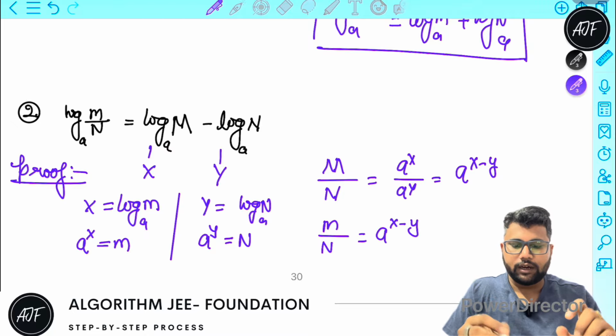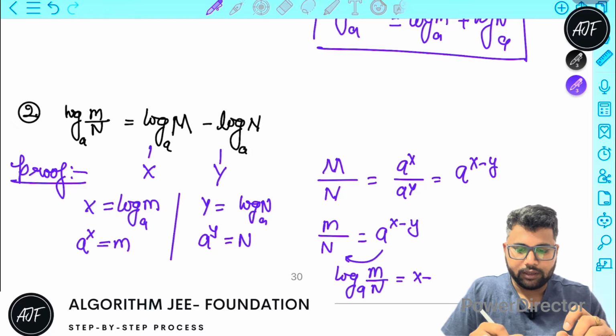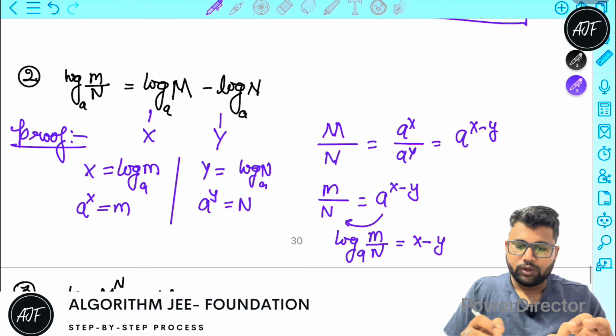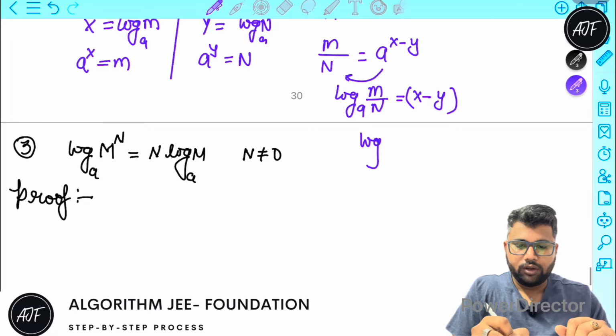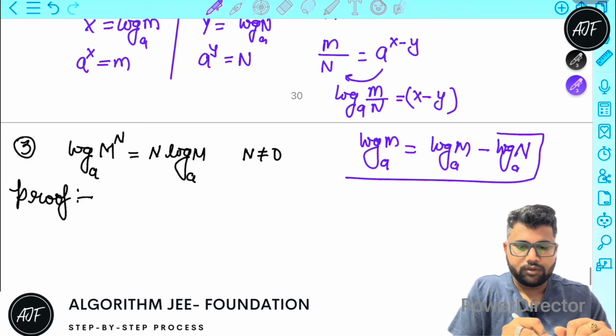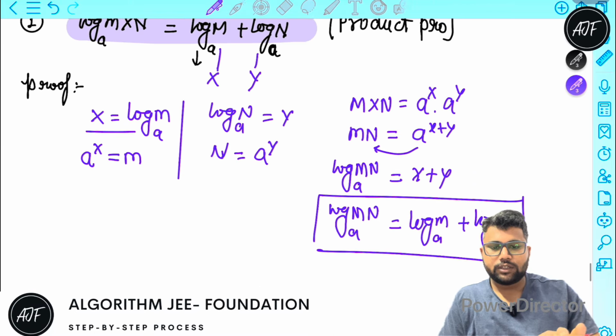After that, we again take the log. Shifting base a to this side, log of m upon n is equal to x minus y, and you know that x minus y is log m minus log n. So log of m upon n base a is equal to log m base a minus log n base a. That's the proof. First we will discuss the product property.